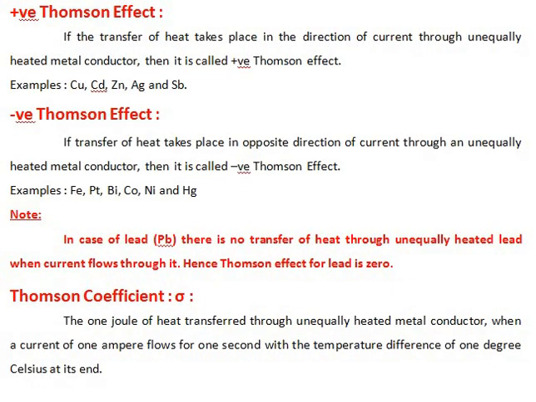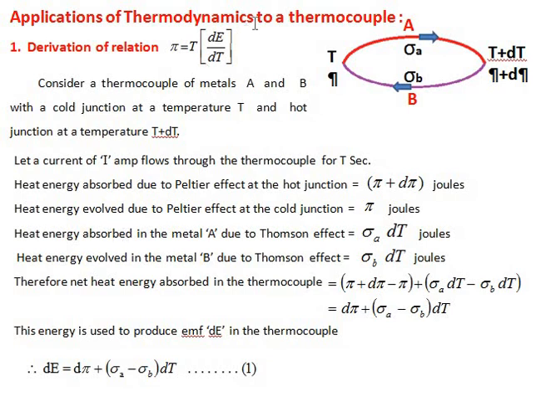Next, applications of thermodynamics to a thermocouple. As thermocouple processes are reversible, and in thermodynamics we have studied many reversible processes, like the Carnot cycle, we are just applying those relations here. So the first application is the derivation of the relation pi is equal to T into dE by dT. So pi is the Peltier coefficient, T is the absolute temperature, and dE by dT is the rate of change of thermo EMF, that itself is known as thermoelectric power.